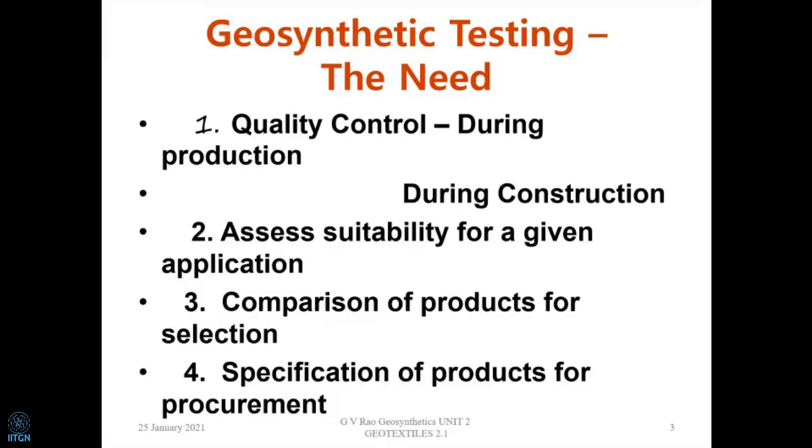Then, of course, we also have to evolve a specification for function. That means when we say that a particular material has a given strength, let us say the strength of a particular geogrid is going to be 100 kilonewton per meter. What is the strength now? In normal parlance, it is going to be the ultimate tensile strength. Now, this ultimate tensile strength may come at, let us say, 10% strain. Can we allow the 10% strain in our structure?